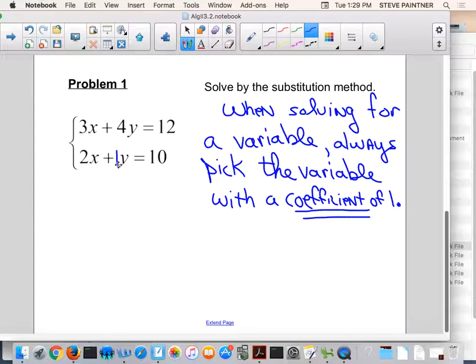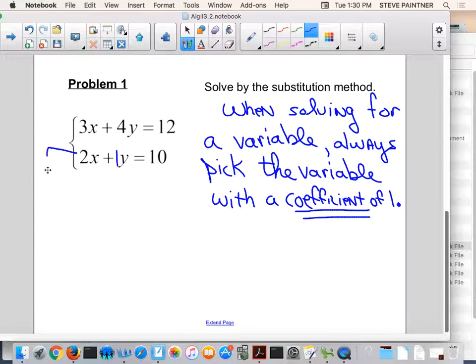So what if you had 3, 4, 2, and what if this was a 5? Do you pick the smallest number? No. You pick tomorrow's lesson. Tomorrow's lesson is when there is no 1 here. We go with the other method. It's called the elimination method. You only use the substitution method when you see a coefficient of 1. This is the only time we do the substitution method. Okay? All right, so let's do it.